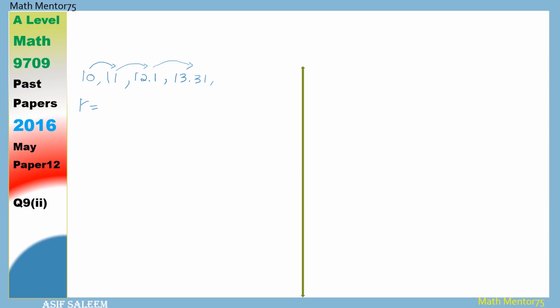R means T2, second term, divided by first term. It is 11 over 10. It is 1.1. So this is the value of R. This is also obvious from the statement, but we have just calculated to be on the safe side. The value of R is 1.1 and the value of A, which is the first term, is the same, 10.